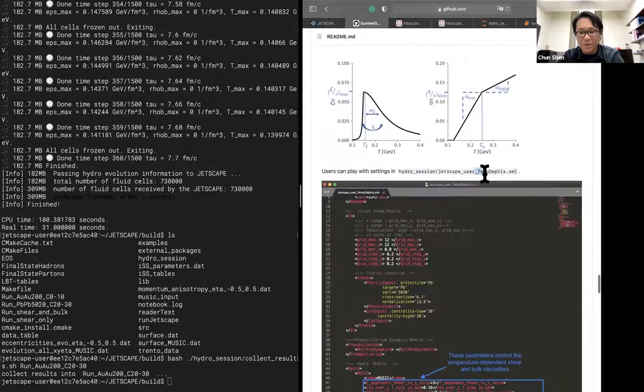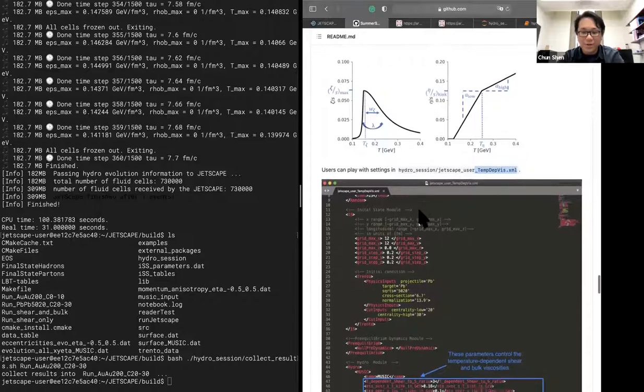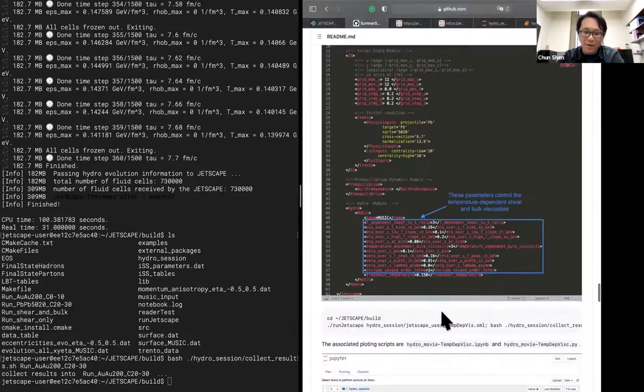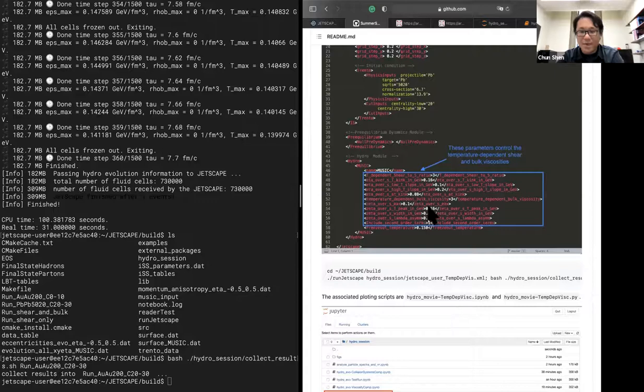There's a temperature dependent viscous XML file, which has all these types of parameters set in here. And I just randomly chose some of them as one exercise. You can actually run this through and generate some results. This is a little bit more advanced version of what you just have done, by adding input of a different shear and bulk viscosity into the system.